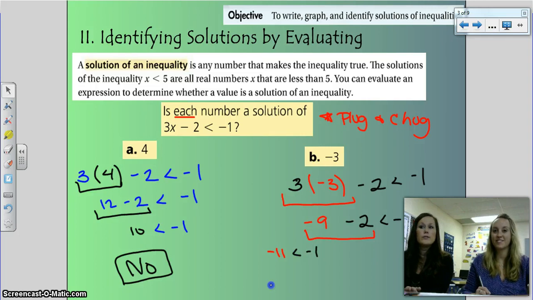Okay, so now is this true? Is negative 11 less than negative 1? If I look at a number line, I know I have 0, negative 1, and negative 11 pops way down. So yes, it is less than. It is a solution. Yes, negative 3 is a solution. There you go.